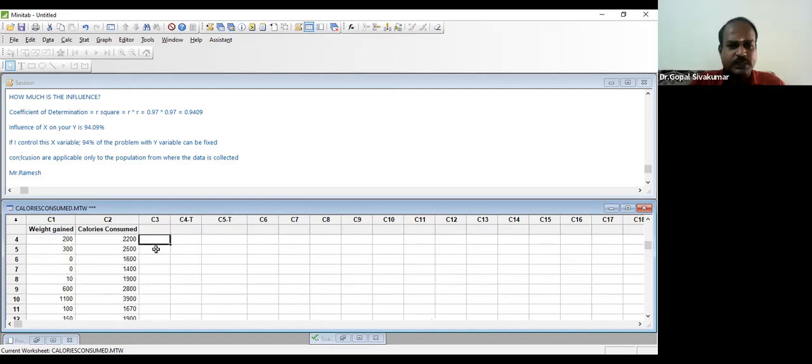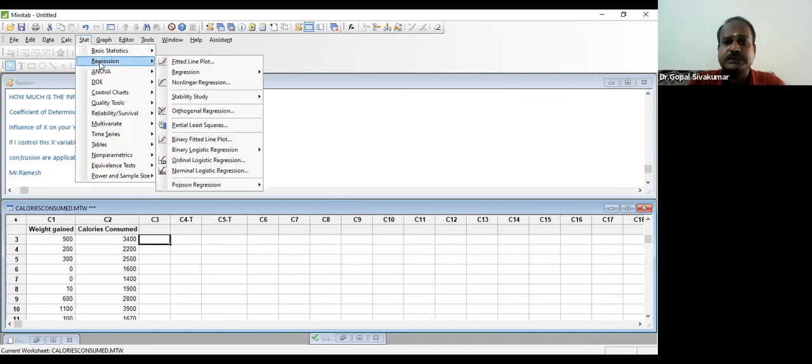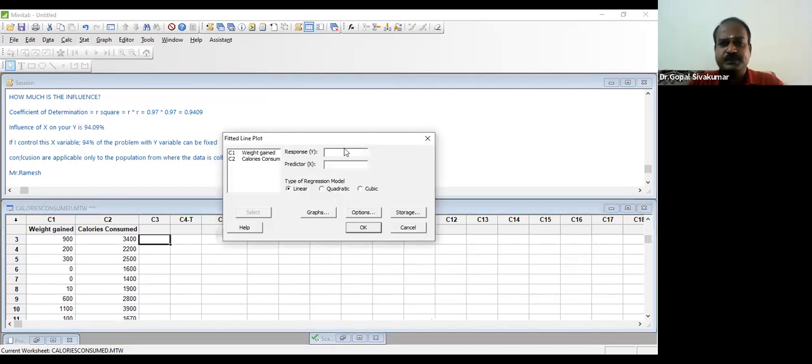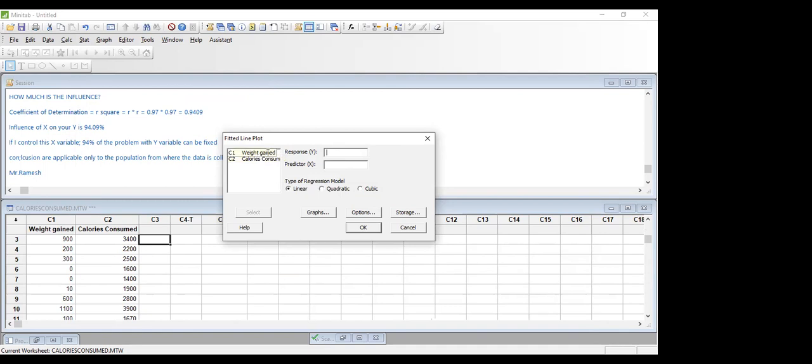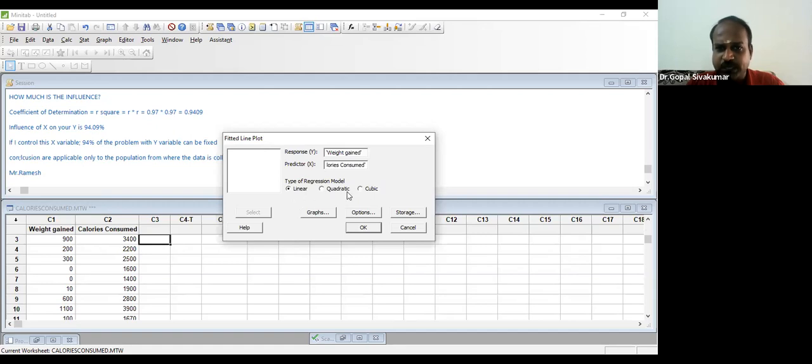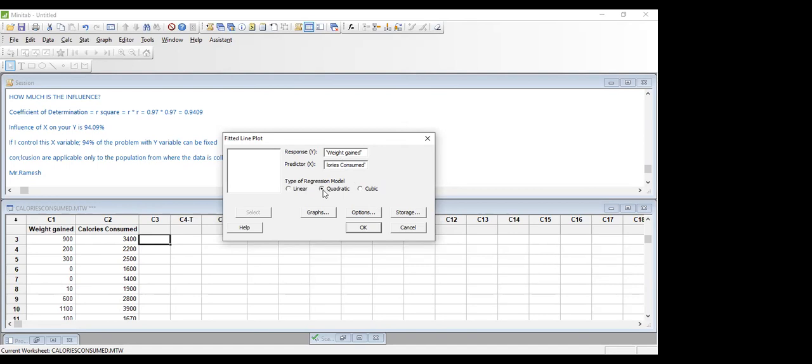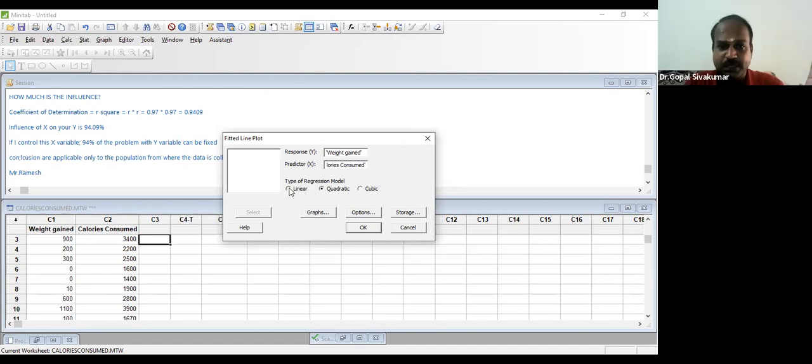So now let us go for the regression. Go to Stat, Regression, Fitted Line Plot. Which is the response variable? Weight gain. Which is the predictor variable? Calorie consumption. Now there are three options: linear, quadratic, cubic. Which one do you want for calorie consumption and weight gain? Linear. Don't go for quadratic now because you have seen the scatter diagram. So give linear and click OK.